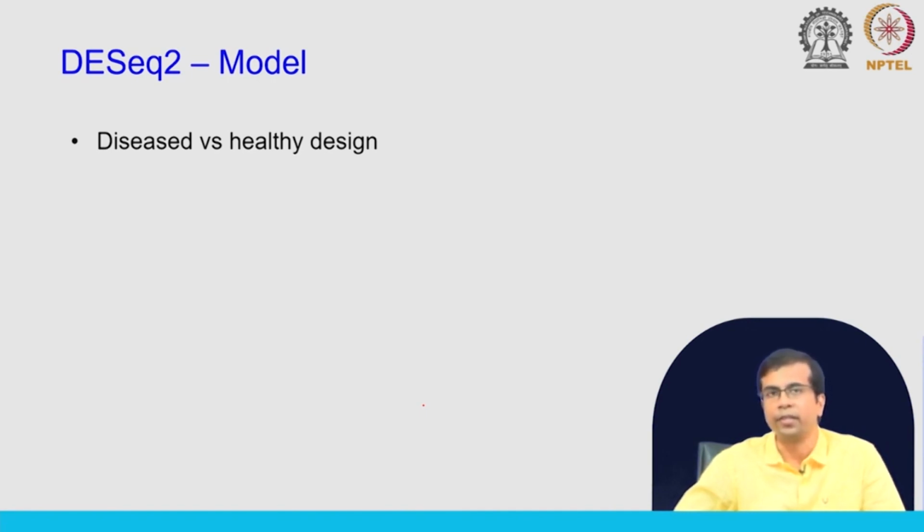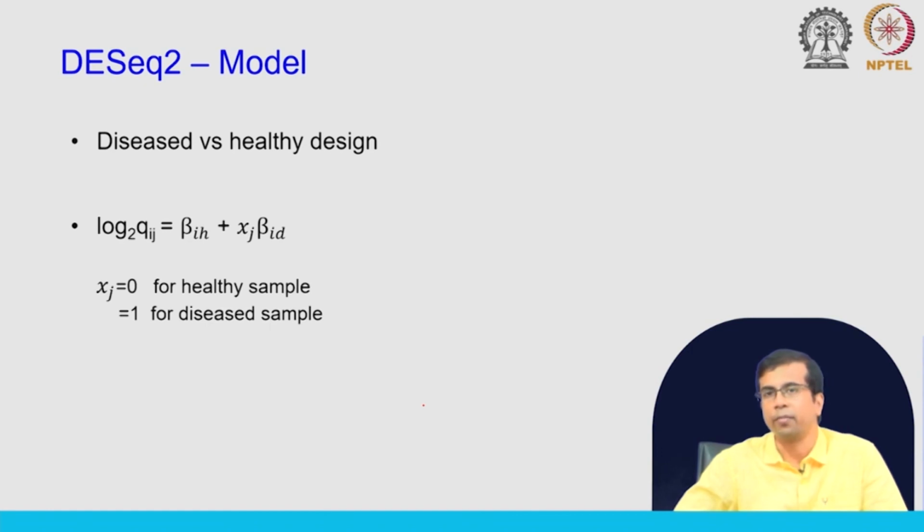Okay. So, we have a disease versus healthy design, right, and you can simplify this model in this way: log2 q_ij is beta_i^H plus x_j beta_i^D. Okay. So, x_j is the design matrix part, right. x_j is 0 for a healthy sample and x_j equals 1 for a disease sample.